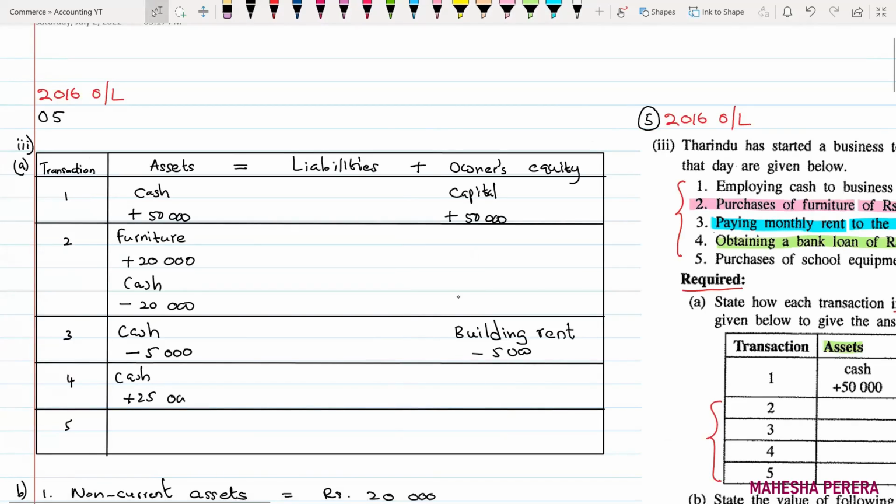25,000. And then under liabilities, you can write bank loan. That's the item name. And plus 25,000 rupees. Okay. Right. Next transaction.